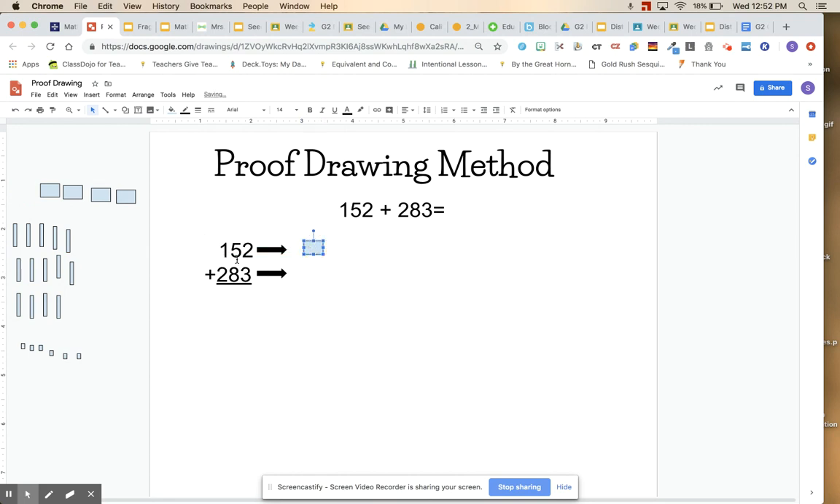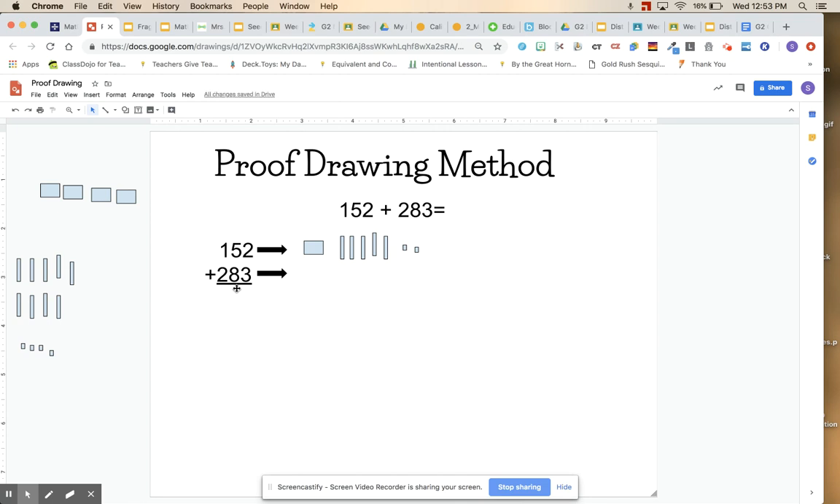Now I'm going to come over and look at the 5, and I know the 5 is in the tens place, and that represents 50. I'm going to come over here, and I'm going to grab 5 rods. So that would be 1, 2, 3, 4, 5. Finally, I'm going to look at the ones place, and I see that it's a 2, and so I need 2 units. I'm going to grab 1 unit, 2 units. Then I'm going to look down at 283.